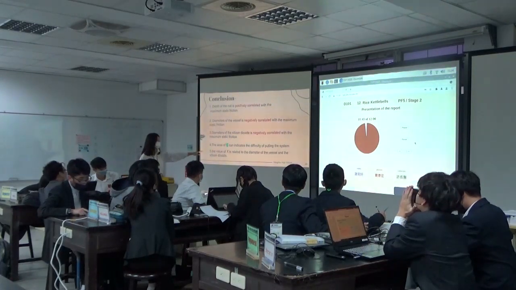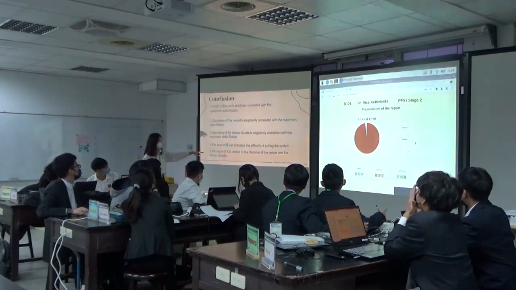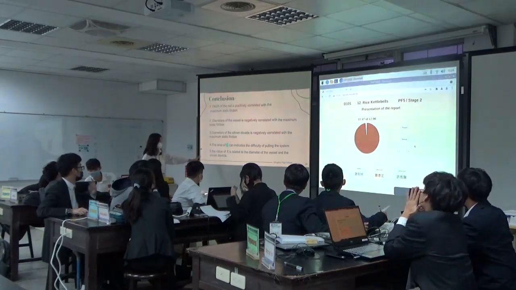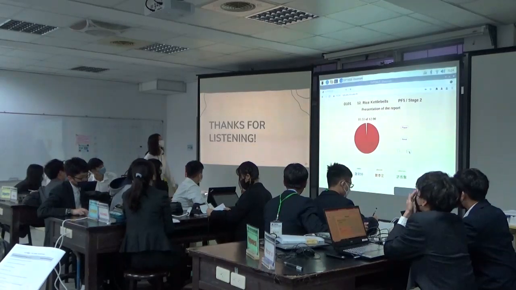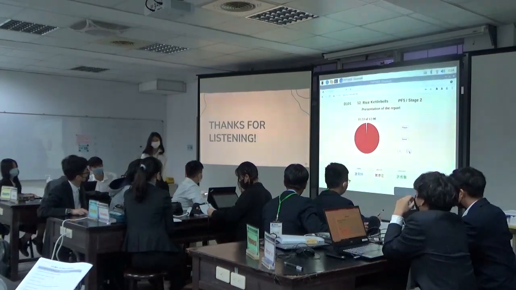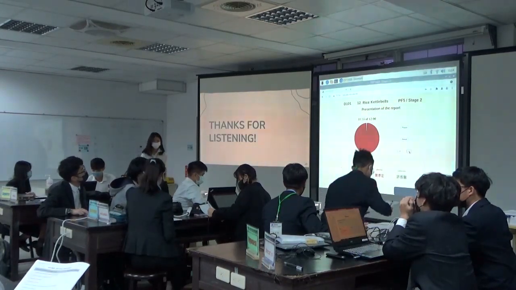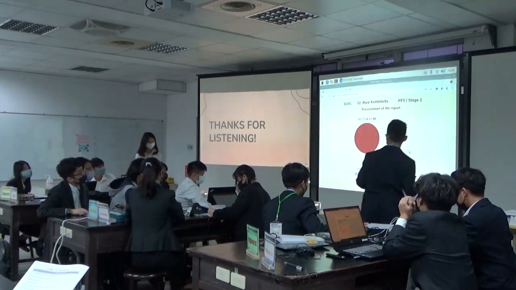And the area of C can indicate the difficulty of pulling the distance. And the value of K is relative to the diameter of the vessel and the silicon dioxide. Thanks for listening. Okay, so opponent, please question the reporter.